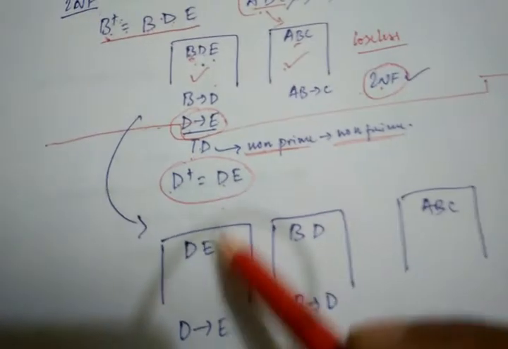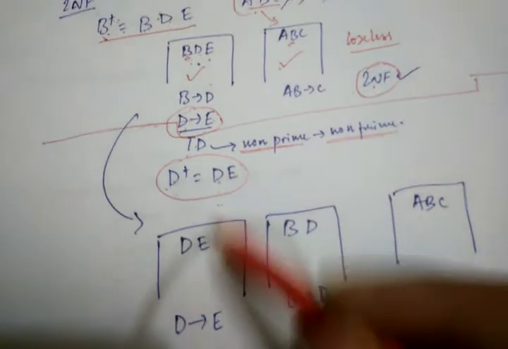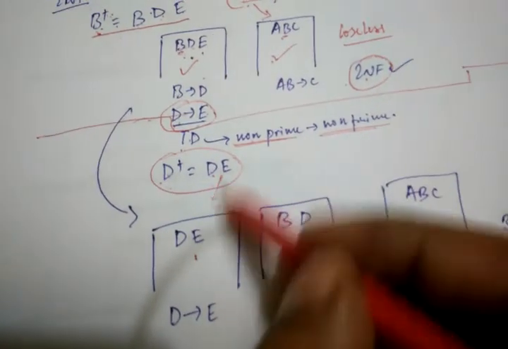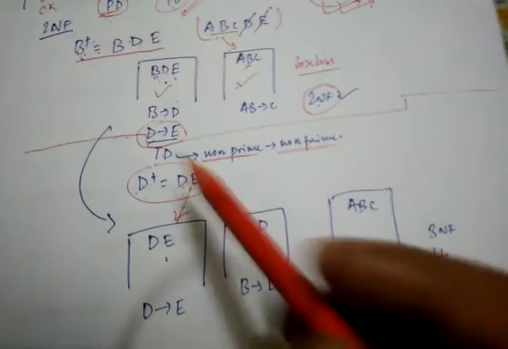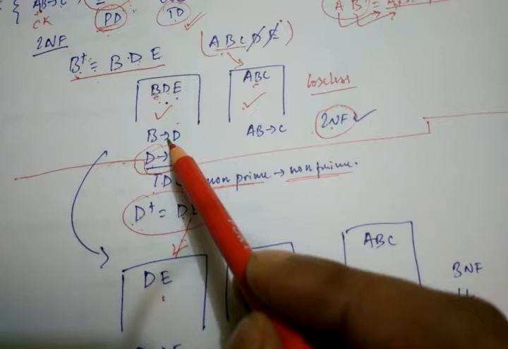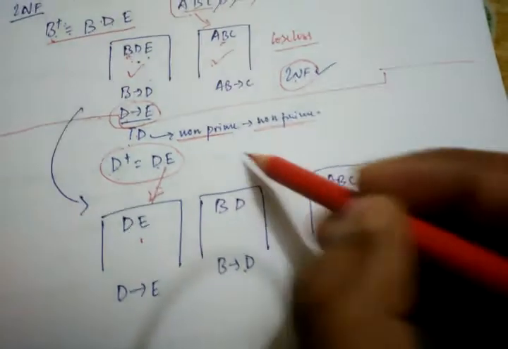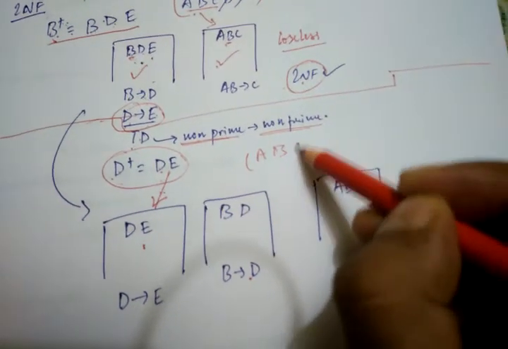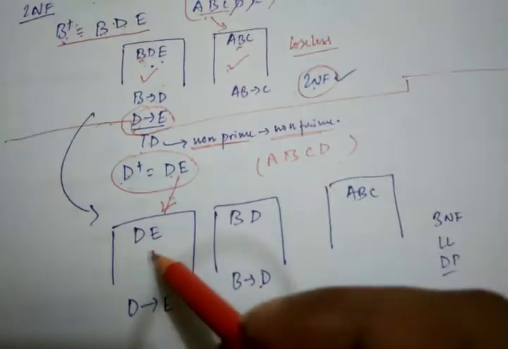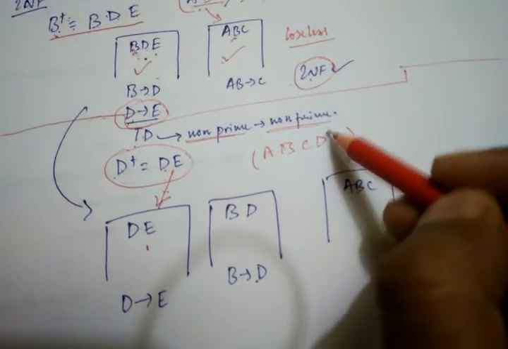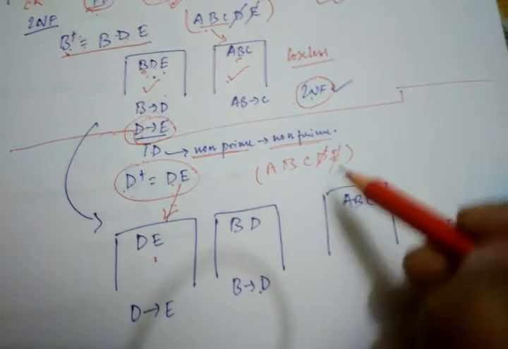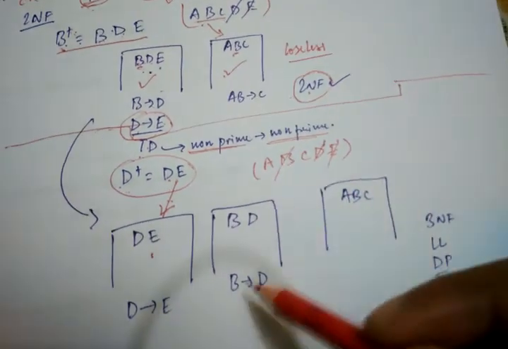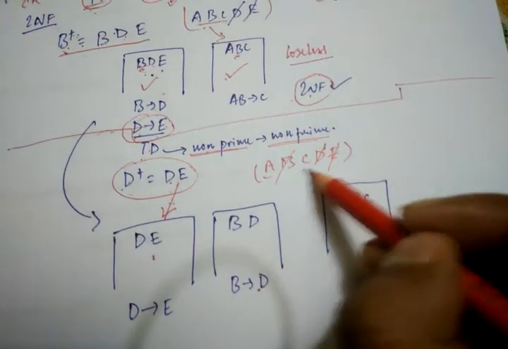Now D plus is DE, so it will make a table for DE, whatever we are getting from here. And from this you can see B determines D, so B determines D will give another table, and whatever is left in A, B, C, D, we are left with A, B and C.